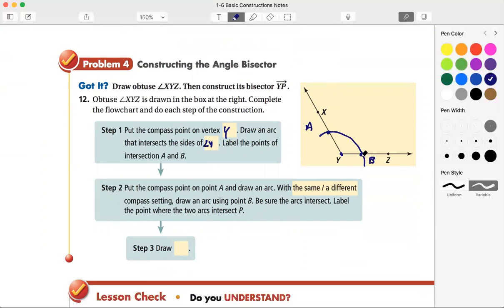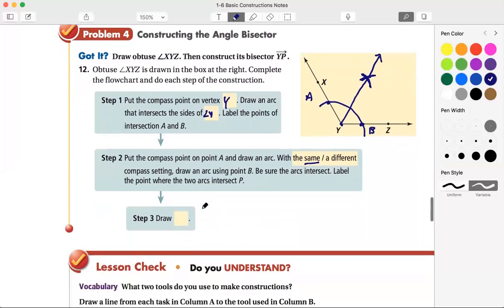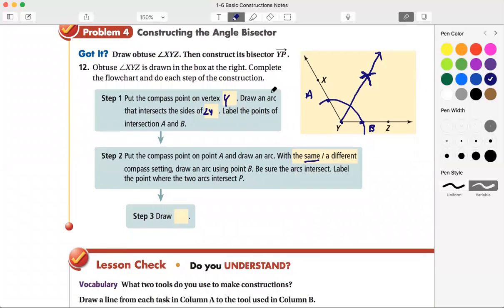Put the compass point at A. Draw another little dash, same setting. At B, draw another little dash, and now we connect the dots. There is the intersection point. So with the same compass setting, draw an arc at B, be sure the arcs intersect and label the point where the two arcs intersect. This will be P. Now we will draw YP, and there is my angle bisector.